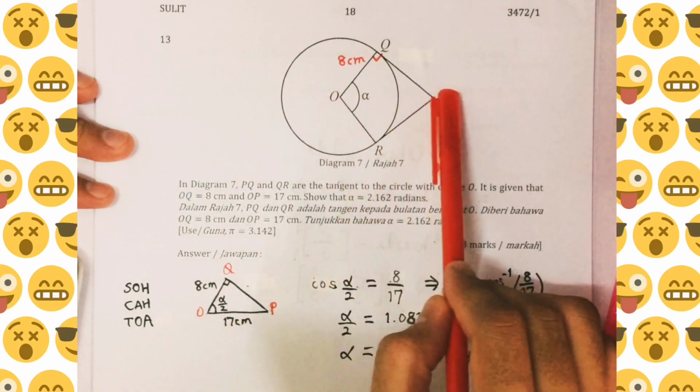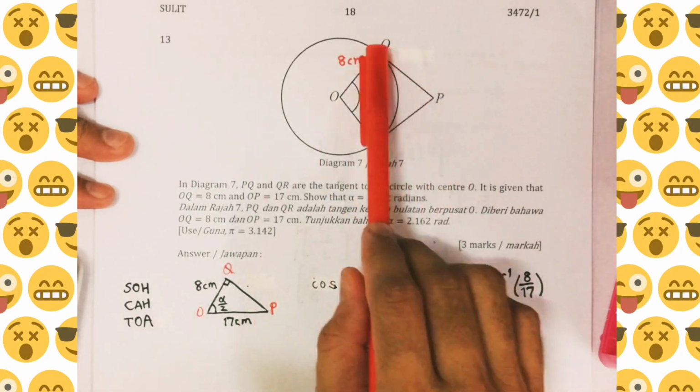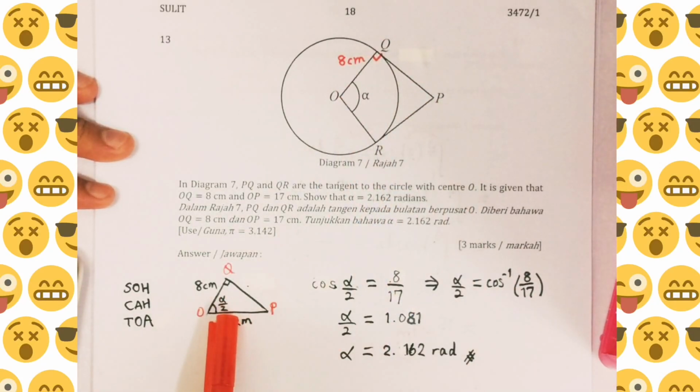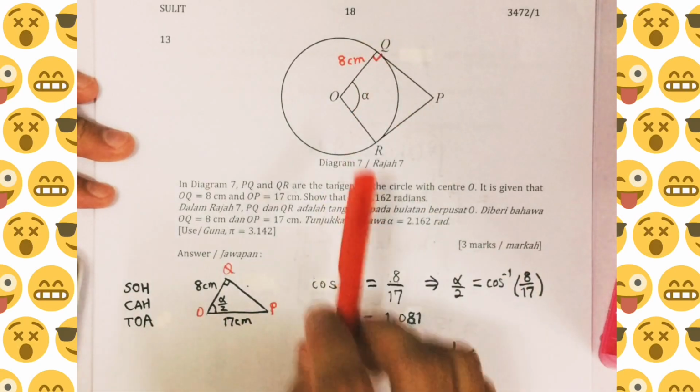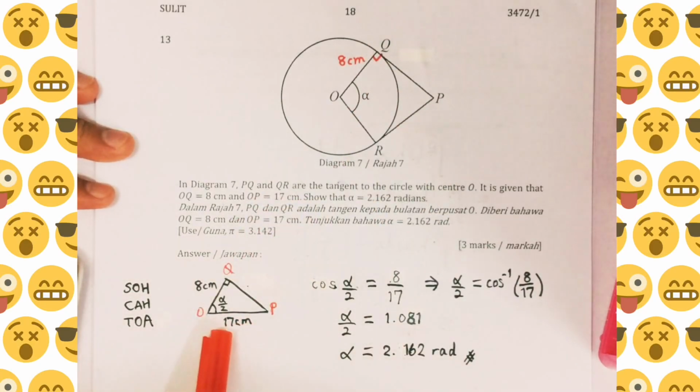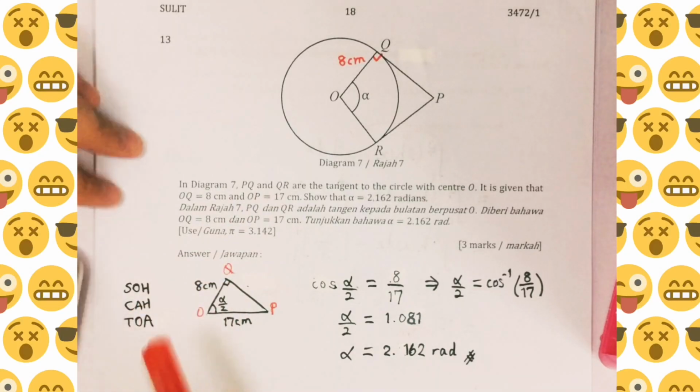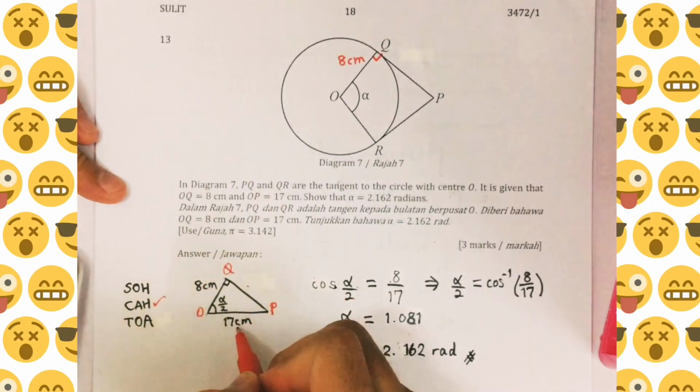So you can extract this triangle. I'm dividing this into half, so I have alpha over 2 because it's half of your angle. And because it says OP equals 17, we're going to label this as 17 cm, and OQ equals 8 cm. Now applying SOHCAHTOA, we're going to use cos because this is adjacent and this is hypotenuse.